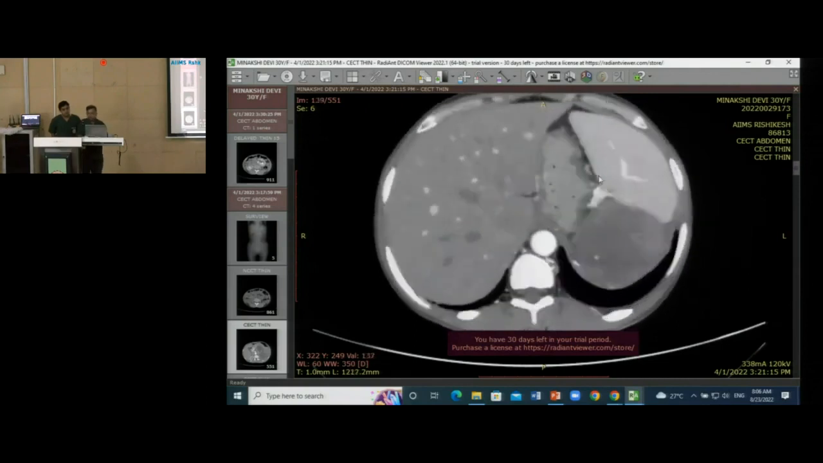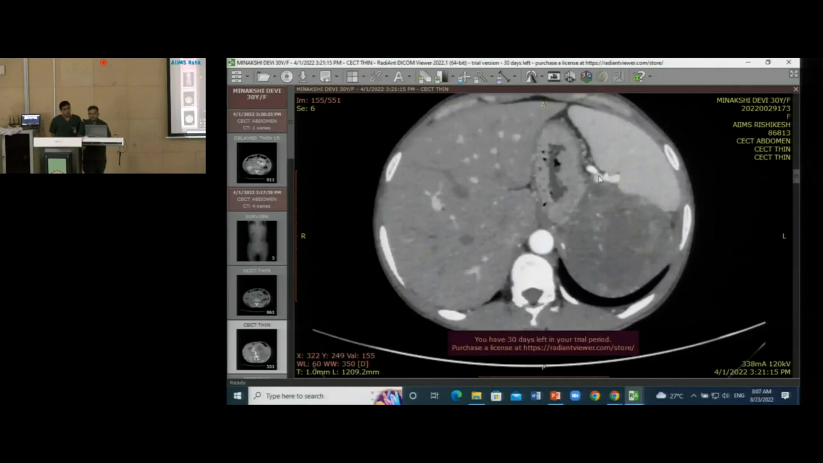So, summing up the findings: a heterogeneously enhancing neoplastic lobulated mass lesion, completely replacing the left adrenal gland and showing foci of calcification. With all this, we give the probable diagnosis of this neoplastic lesion as adrenocortical carcinoma.